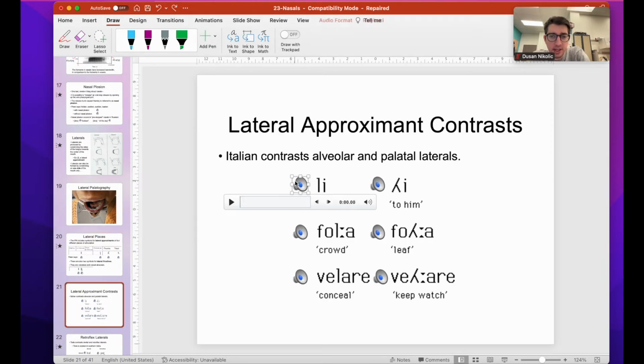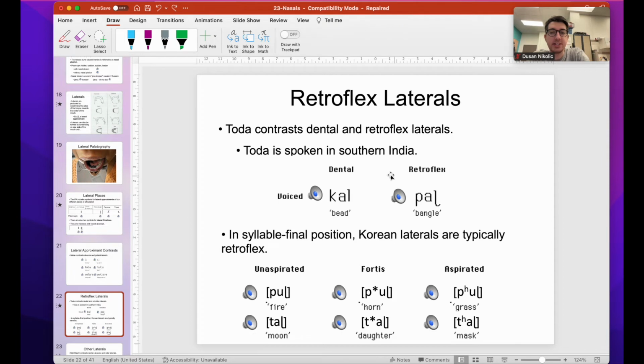Okay. Italian contrasts alveolar and palatal laterals. We have already listened to these. Let's listen to them again because Italian is a nice and beautiful language. Li, gli, folla, foglia, velare, vegliare, right? Retroflex laterals are present in Toda, for example.